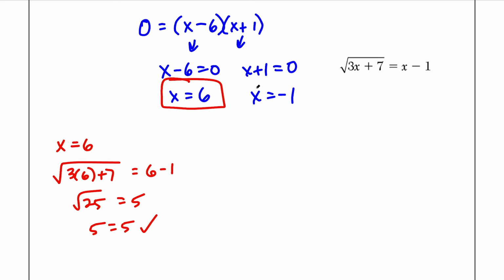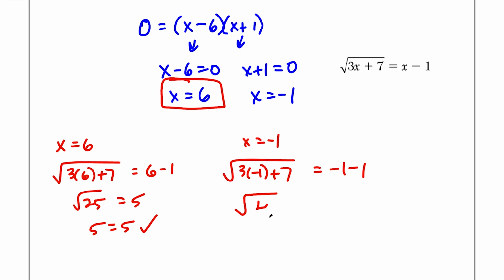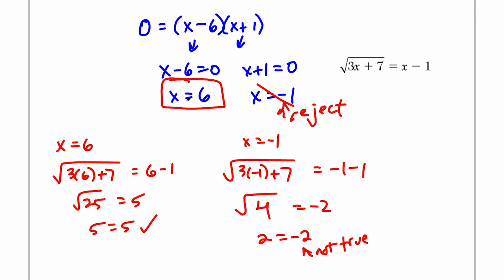But now let's see what happens when we plug in x equals negative 1. So for x equals negative 1, now we have 3 times negative 1 plus 7. Is that equal to negative 1 minus 1? This is going to give us the square root of 4 is equal to negative 2. But 2 is not equal to negative 2. This is not true, which tells us that we have to reject this solution. We only have one answer, x equals 6.